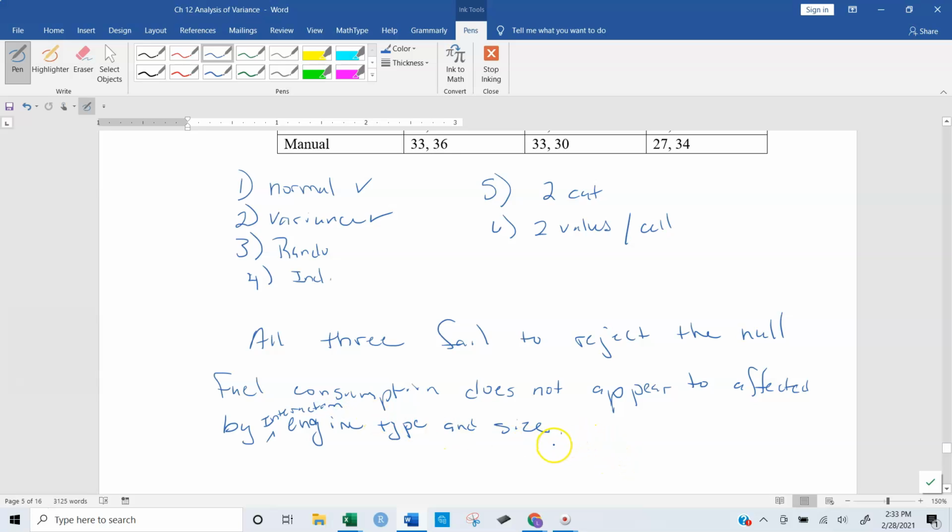And then the second one also, fuel consumption does not appear to be affected by engine type, and fuel consumption does not appear to be affected by engine size. So this one here was not quite as much fun.